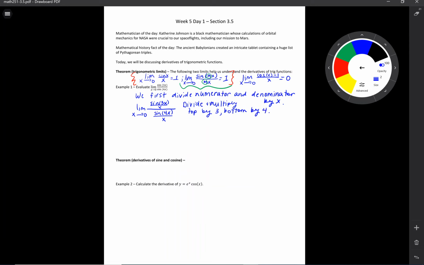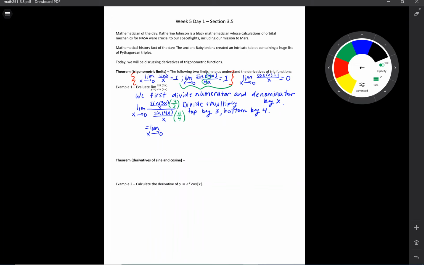So when I do that, I get the limit as x approaches 0. So I'm going to be multiplying this guy by 3 over 3 and this guy by 4 over 4. The reason I'm allowed to do this is because I can divide or multiply fractions by any form of the number 1 that I want to. Well, 3 over 3 is 1, and 4 over 4 is also 1.